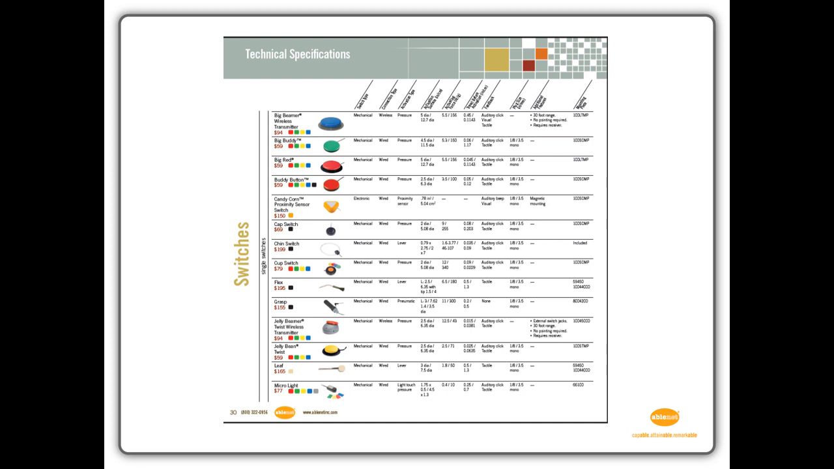We also talk about the activation surface, how large it is. What is the force? Do I need a lot of force to activate this? Do I need a little force? Having this grid in front of you will help you determine those switches to bring in and try out with students when you're working on assessments. And again, this is just a small view of what we have as far as the full grid, so you can download that from the AbleNet website.